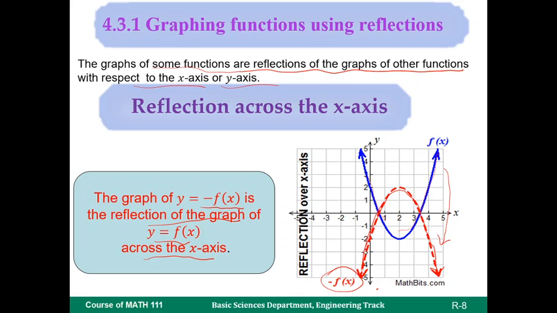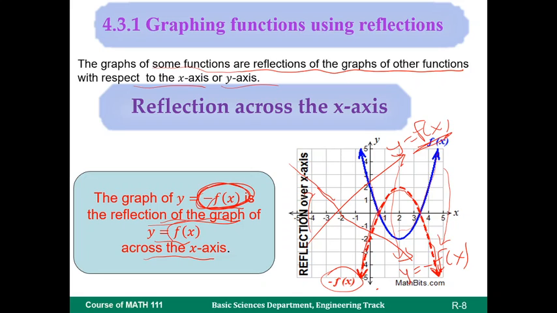So if your graph is something like this, for example, this is y equal to f of x, then what is minus f of x? You take the reflection through the x-axis, so you will end up with this, for example. So this will be y equal to negative f of x. So negative f of x is the reflection of f of x across the x-axis. Okay, this is the main information you have to know.